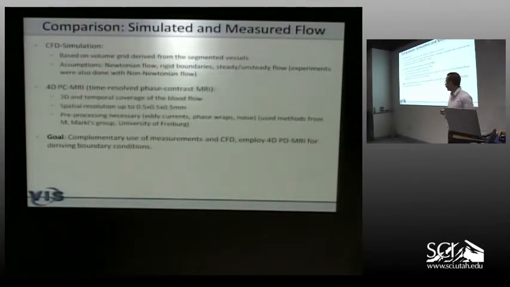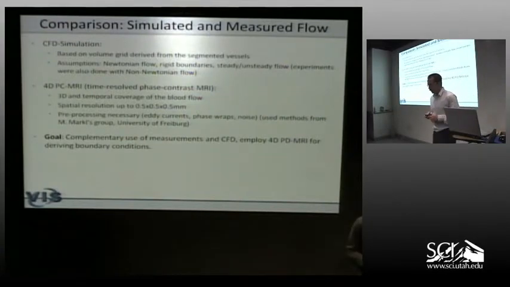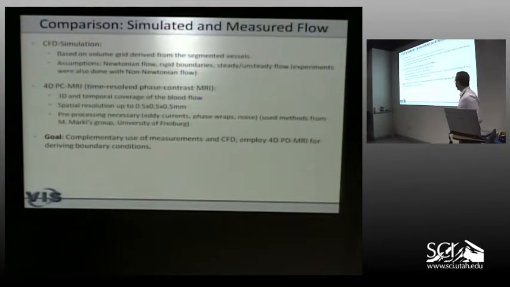On the other hand, you have blood flow measurements, which have meanwhile a quite good spatial resolution. You need a lot of pre-processing, of course, but this is doable in principle, and one might think about combining both methods. For example, deriving boundary conditions, some of the assumptions for the simulation from actually measured data.